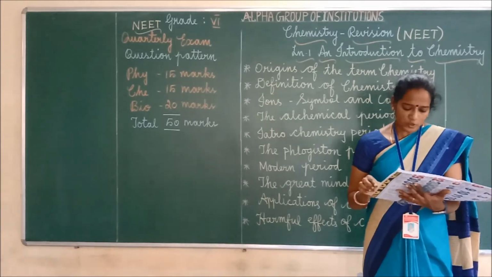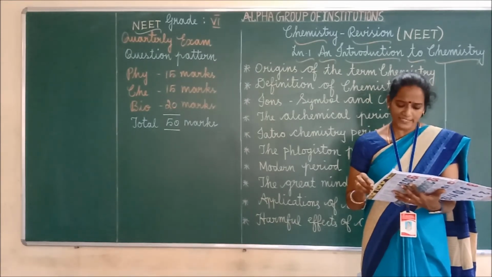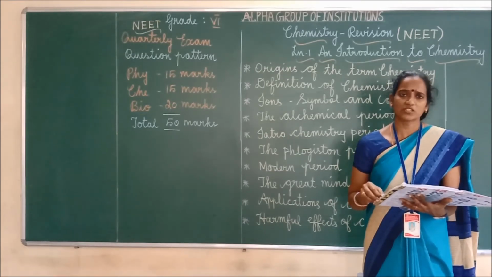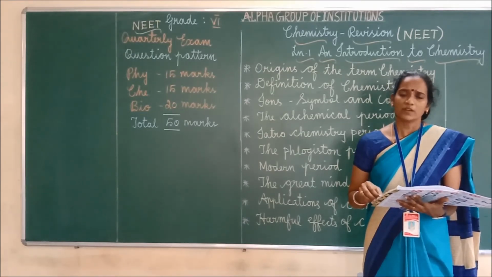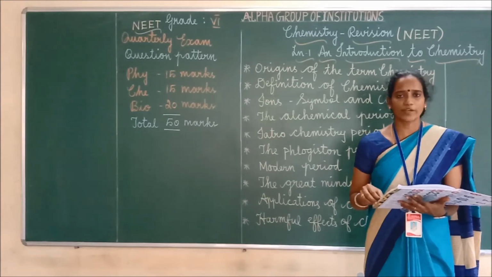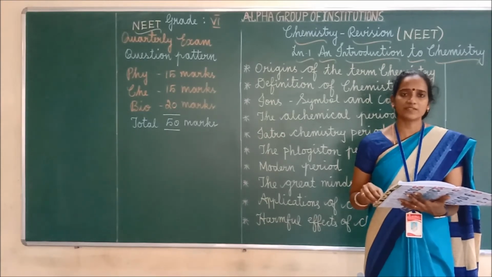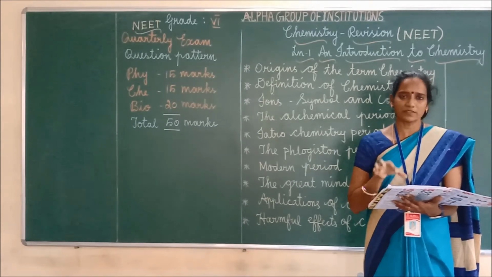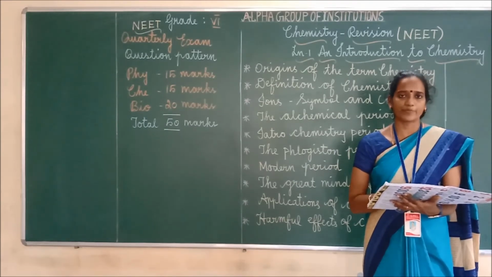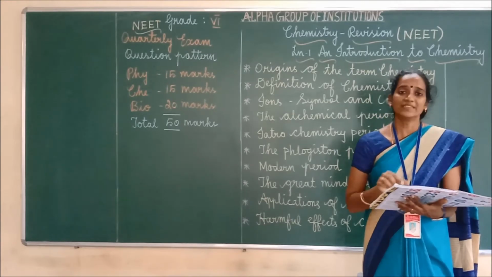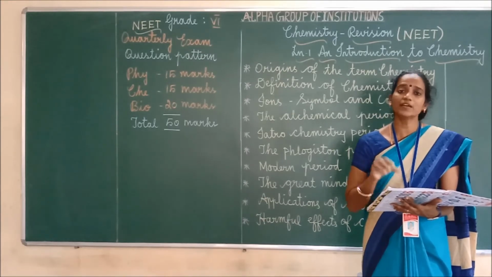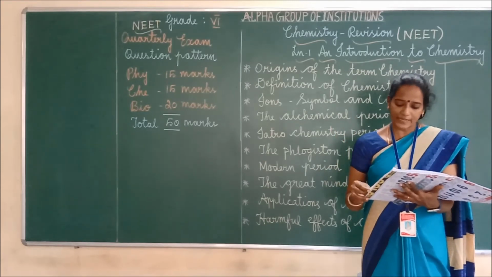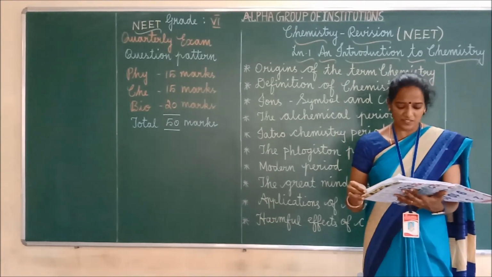Okay. So next one. Phlogiston period. The phlogiston theory was proposed by dash. What's the name? Yeah, Ernst Stahl. Okay, E-R-N-S-T, Ernst Stahl, S-T-A-H. You have to read this spelling at least twice. Okay, then only you will get memorized. Ernst Stahl proposed the phlogiston theory. Underline this word. The phlogiston theory was proposed by Ernst Stahl.